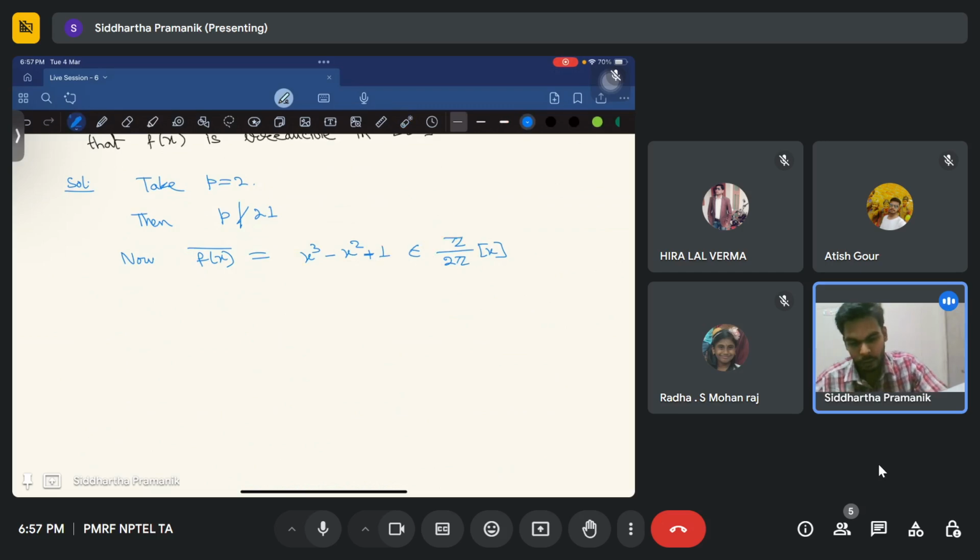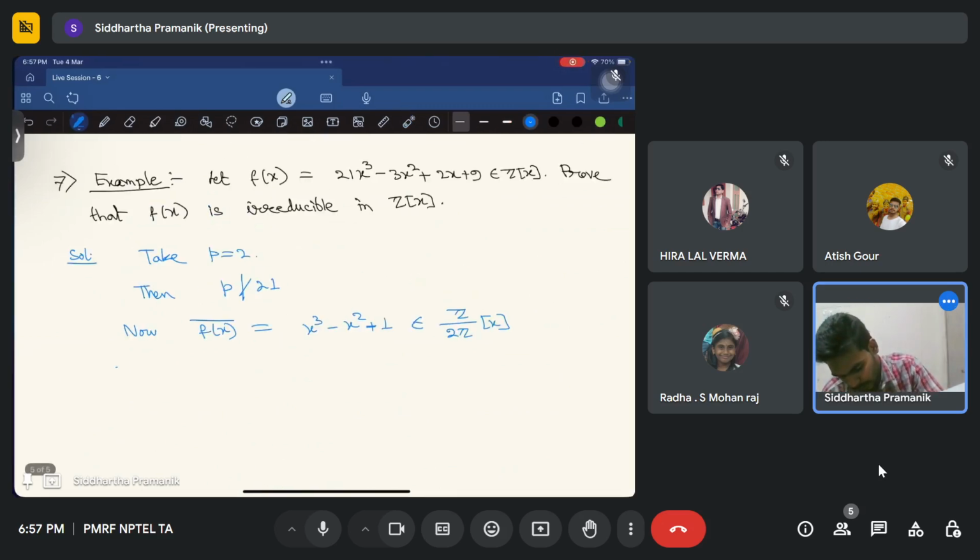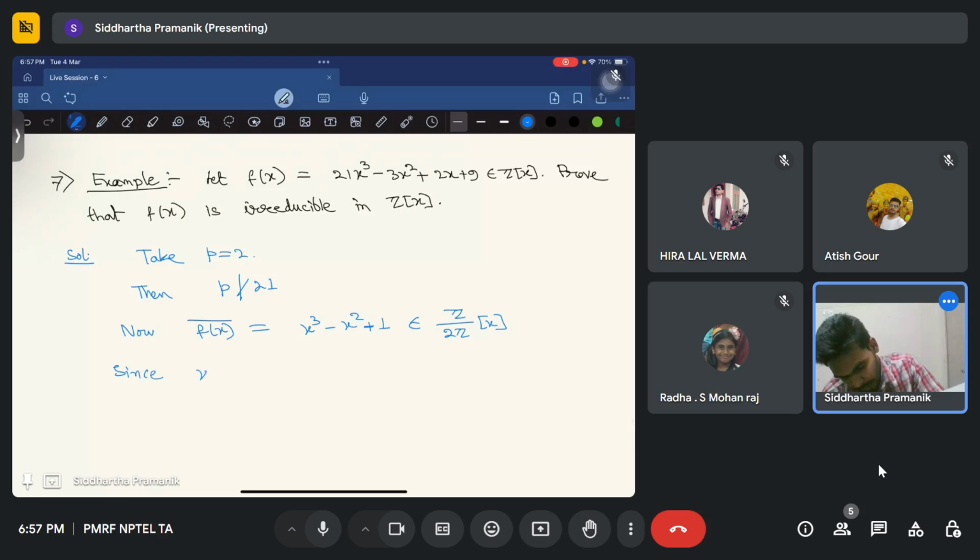Okay, let me write all the things. Since x cube minus x square plus 1 belongs to Z mod 2Z[x], it is a polynomial of degree 3, and Z mod 2Z is a field.